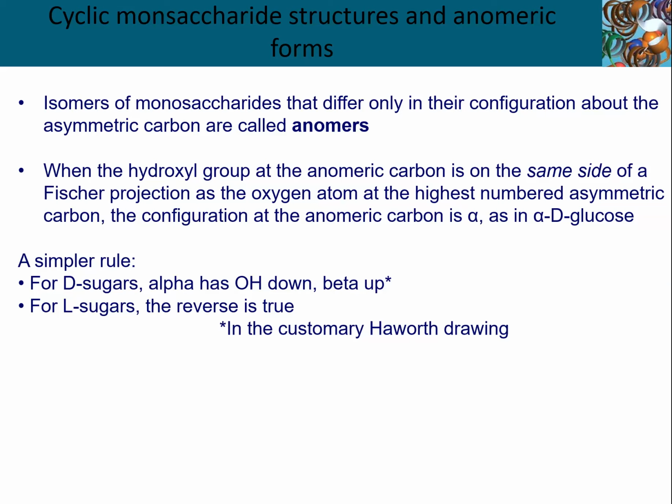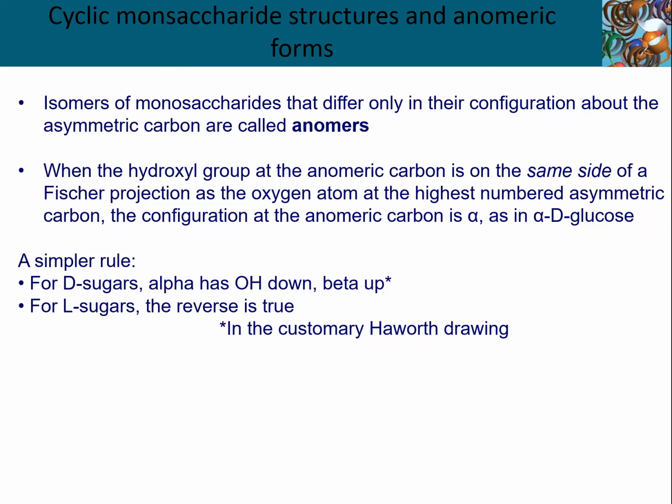So, remember, isomers of these monosaccharides that differ by a single position are called anomers. And when we form these new cyclic compounds, we are inherently opening up a window for the formation of a pair of anomers. I introduced the simple rule, where for D sugars, alpha if the anomeric carbon is down and beta is up. For L, it's reversed, as customarily drawn for Haworth projections, that is.